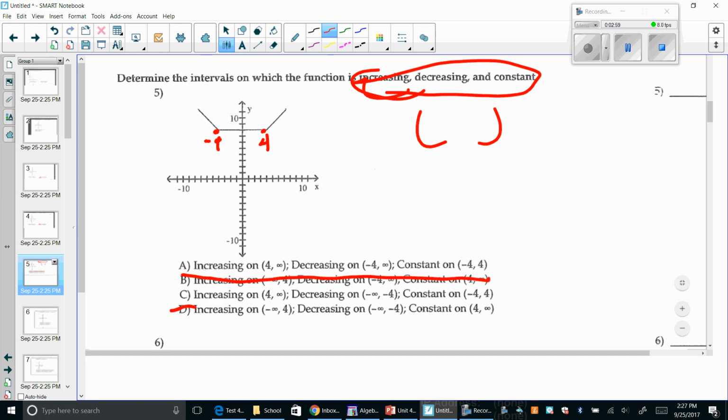I knock out a couple of things. It is increasing from 4 to infinity, and it's decreasing from negative infinity to negative 4. So there we go, it's C.